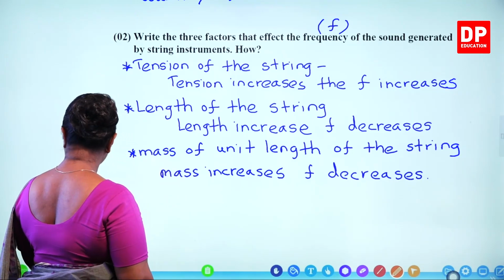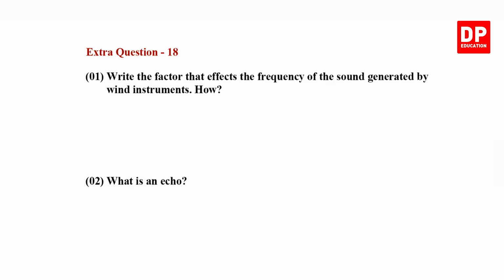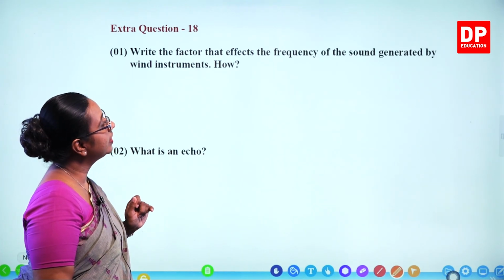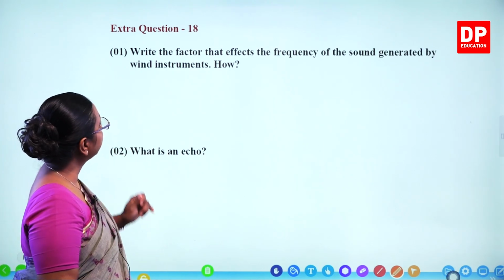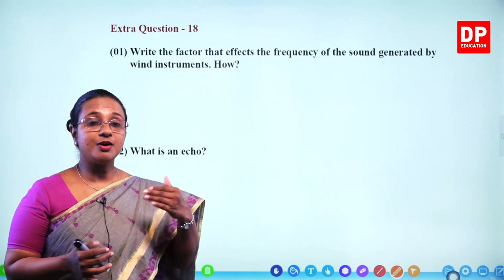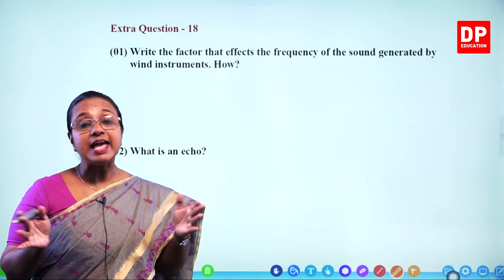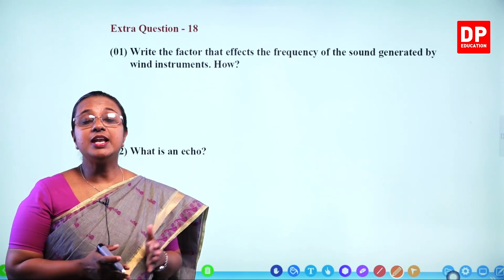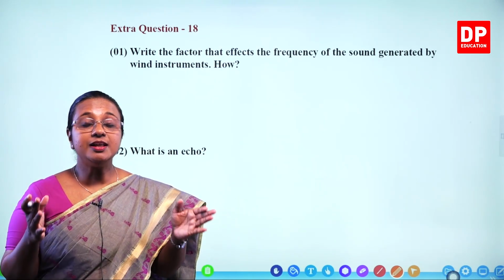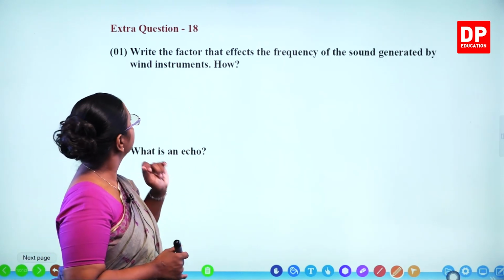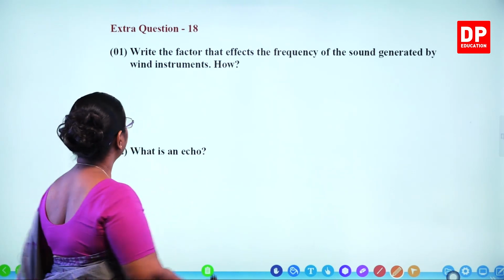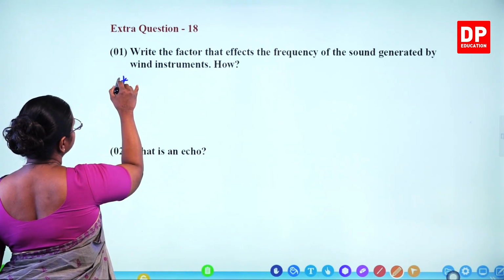With that, I will move on to the next question. Extra question 18. Write the factor that affects the frequency of the sound generated by wind instruments. How? You all know in wind instruments, sound is produced by the vibration of an air column. And by closing and opening the holes in the instrument, you can change the length of the air column. So, the factor that affects the frequency is the length of the air column. So, that is the first answer.